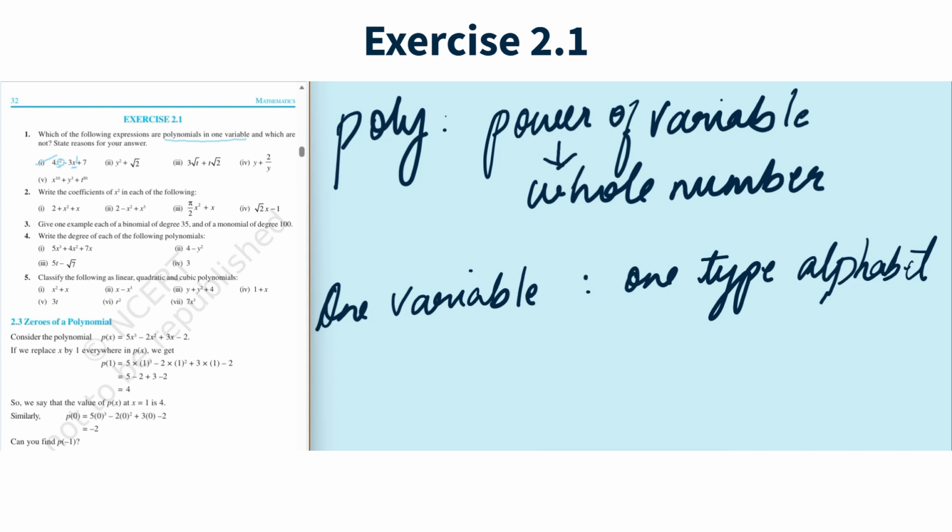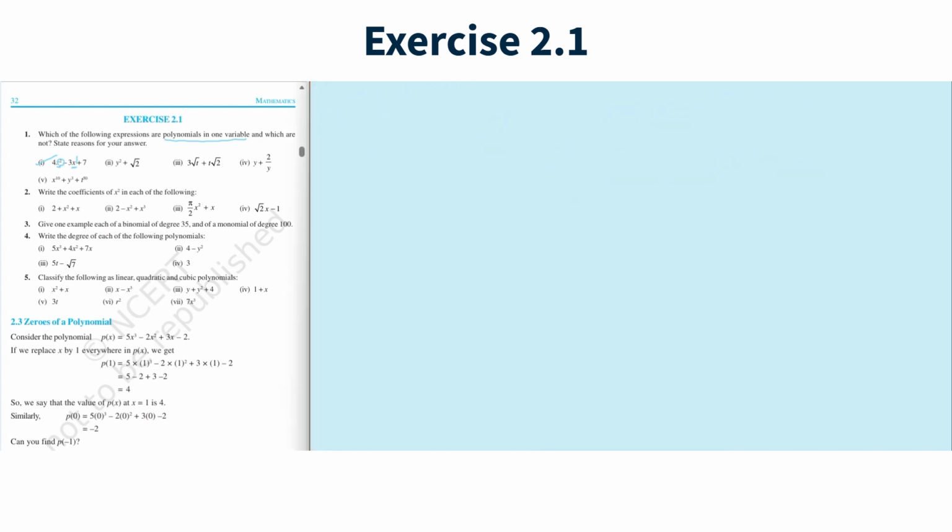For the next question, y squared plus root 2. Y is the variable. We have the square, which is 2, and that is a whole number. So yes, it is a polynomial. Does it have only one variable? Yes, only y is used throughout the polynomial. So yeah.